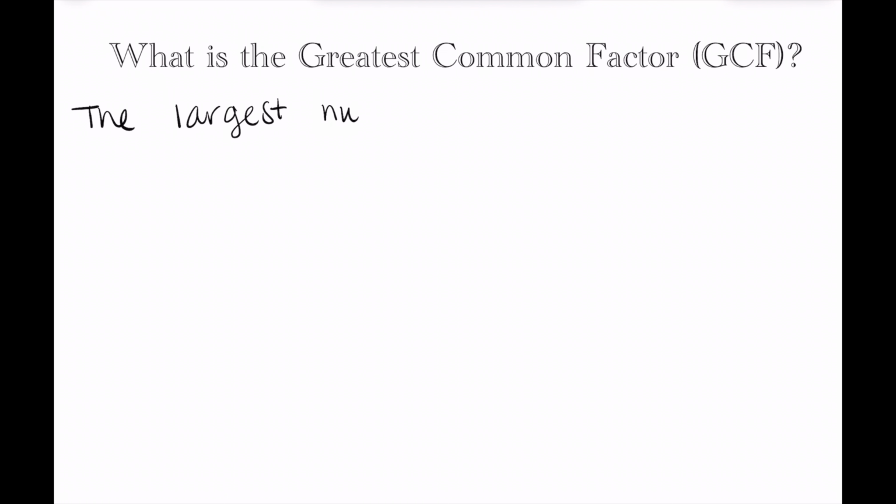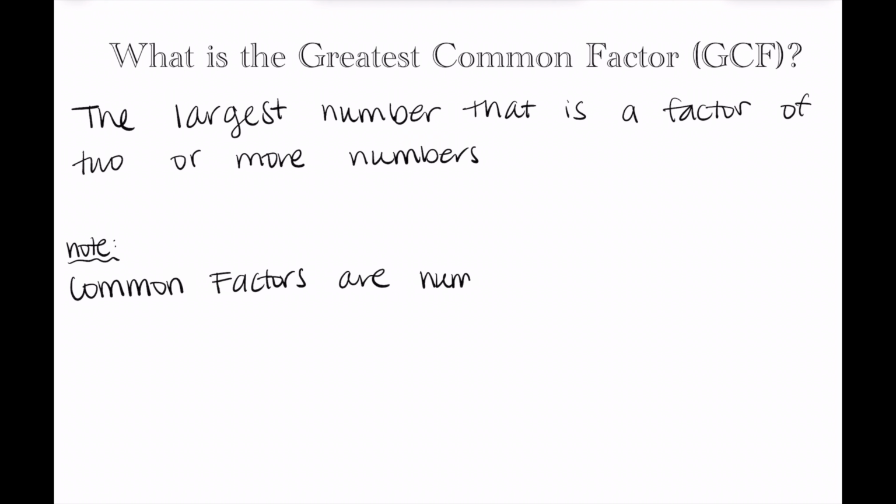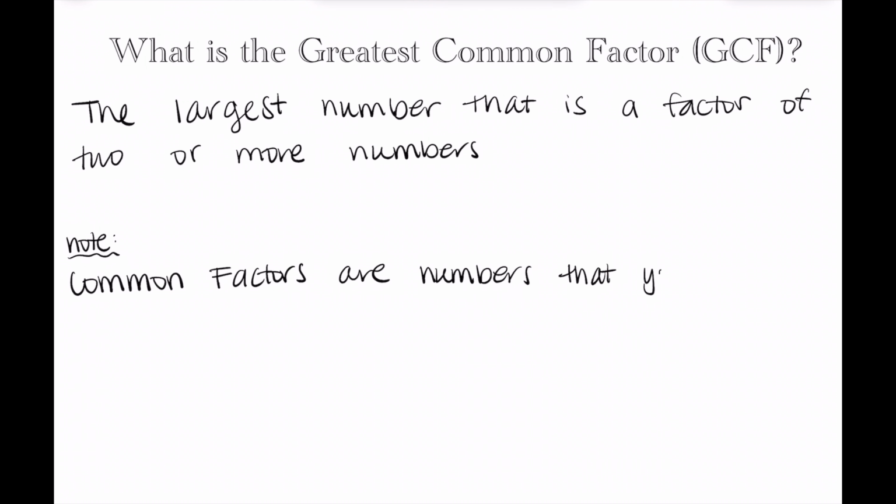So first off, what is the greatest common factor? The definition of the greatest common factor is the largest number that is a factor of two or more numbers. So there's another definition within the words greatest common factor that I quickly want to go over as well. So we'll make a little note of this. Common factors are numbers that you can multiply together to produce another number. So basically, the greatest common factor is numbers that you would multiply together, right? That's what a factor is. The largest one would be our greatest common factor.